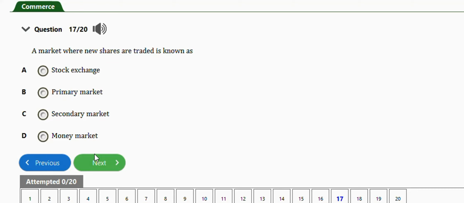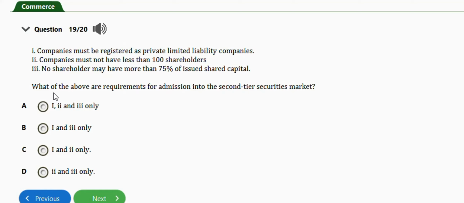Option B. Next question. Which of the above are requirements for admission into the second tier security market? So let's look at them. Companies must be registered as private limited liability companies. Companies must not have less than 100 shareholders. Alright, this is a requirement. No shareholder may have more than 75% of issued share capital. So the two of them, II and III, are requirements for admission into the second tier security market. So the right answer is option D, II and III.